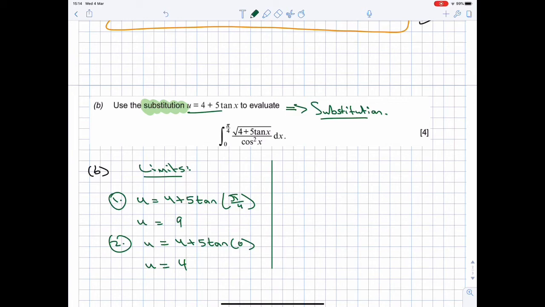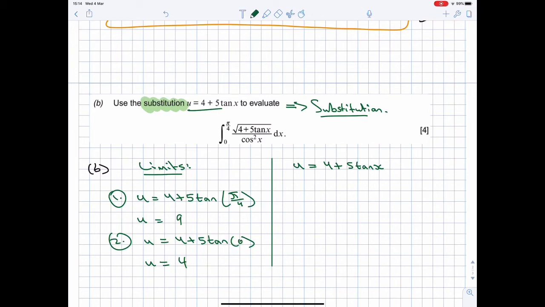Now the second part is, we know that we've got u equals 4 plus 5 tan x, and we need to try and get this into this format here. And what we can do is differentiate this first. So we have du by dx. Now the 4 is going to disappear, and the tan x, we should know that once we differentiate this, we will get sec squared, and then we've got the constant of 5 at the start. So we have 5 sec squared x.